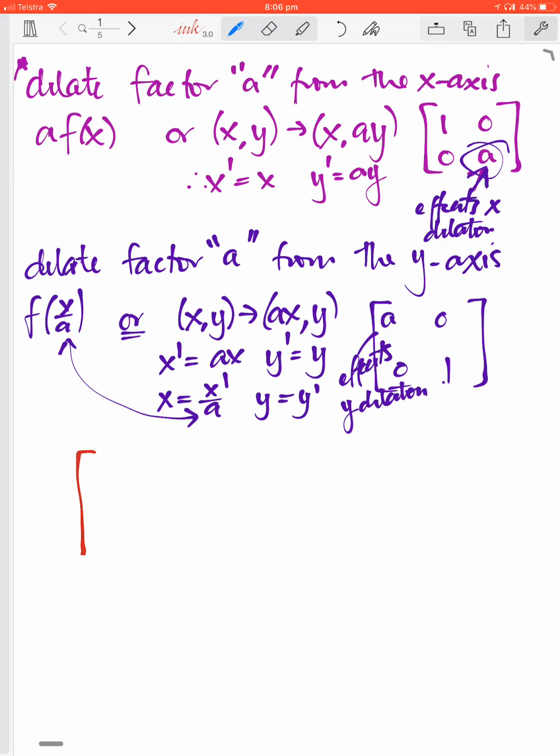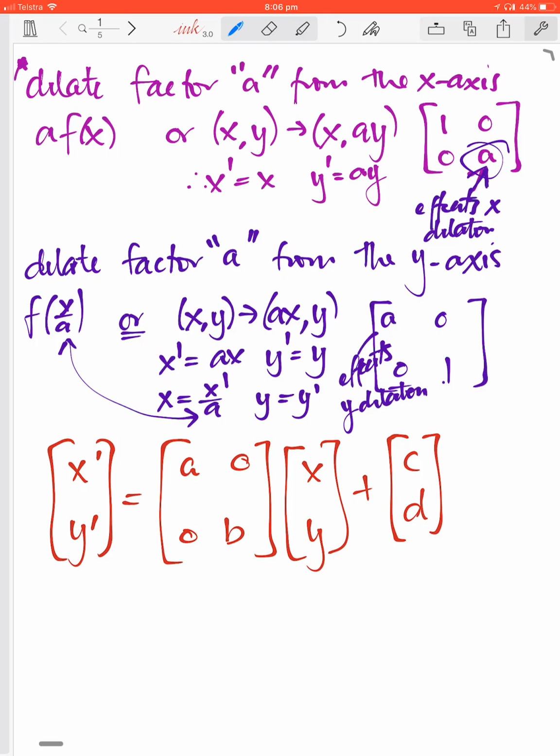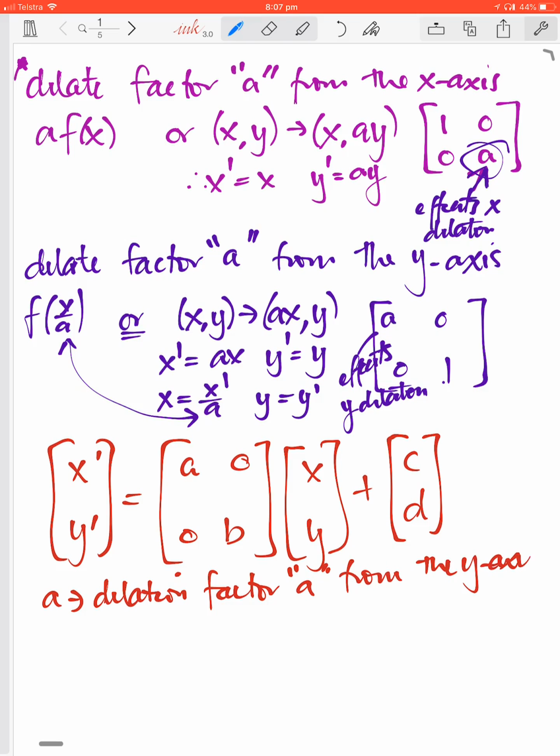Okay, let's start here. (x, y) dash equals the matrix A, 0, 0, B, times (x, y), plus C, D. So A is a dilation factor A from the y-axis.